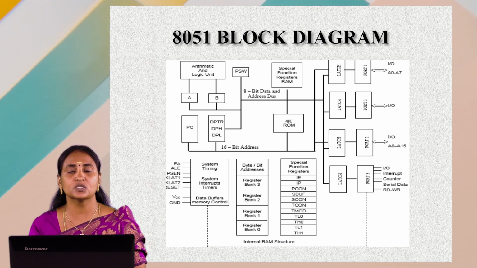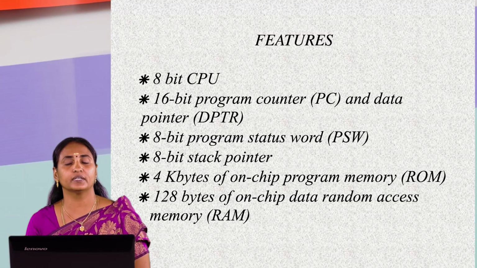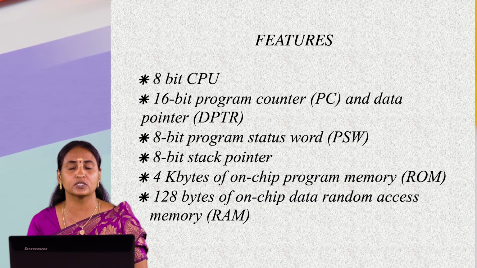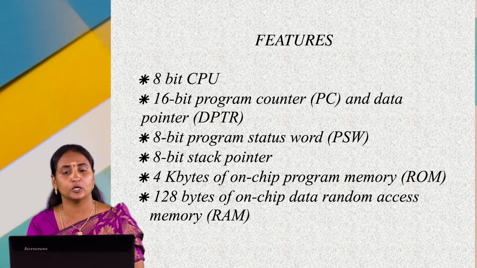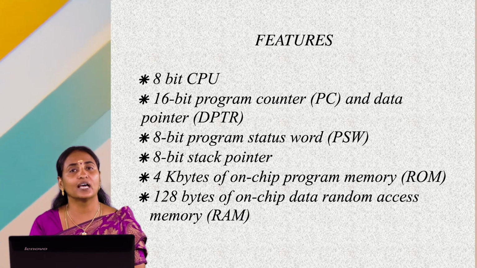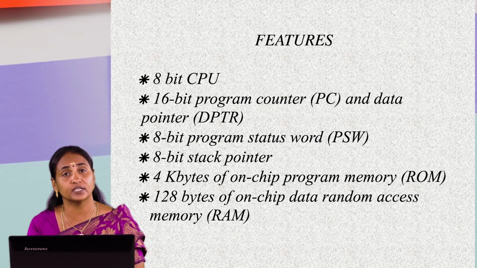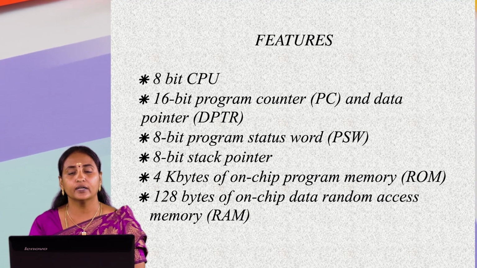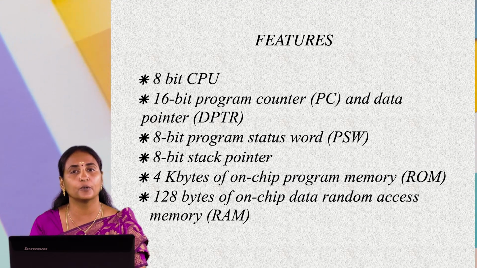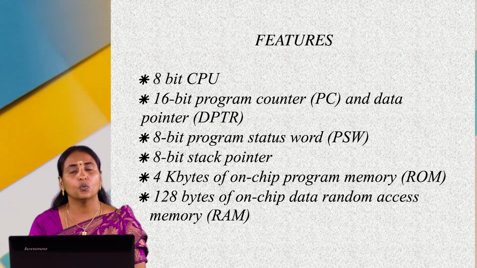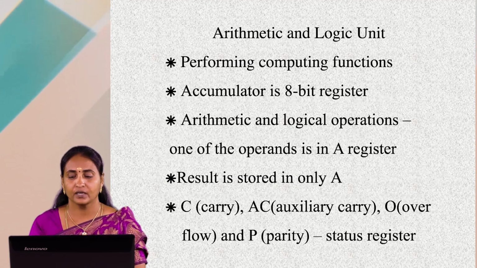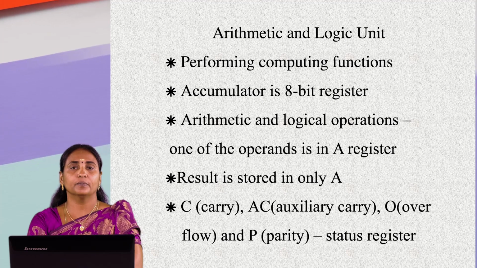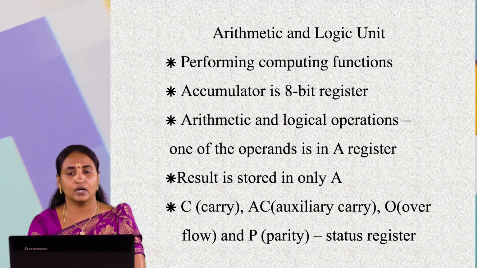The next one, the features of the 8051 microcontroller. It has an 8-bit central processing unit. It has a 16-bit program counter and a 16-bit data pointer, and it also has an 8-bit program status word and an 8-bit stack pointer, and 4K bytes of on-chip program memory, that means ROM, and 128 bytes of on-chip data random access memory, RAM. The arithmetic and logic unit performs all the computing functions.